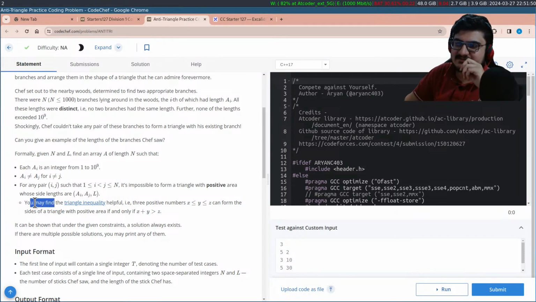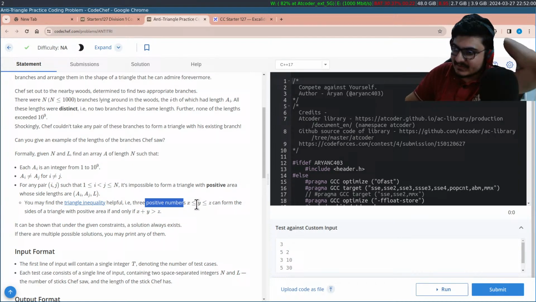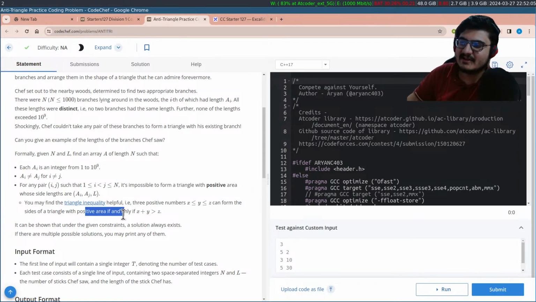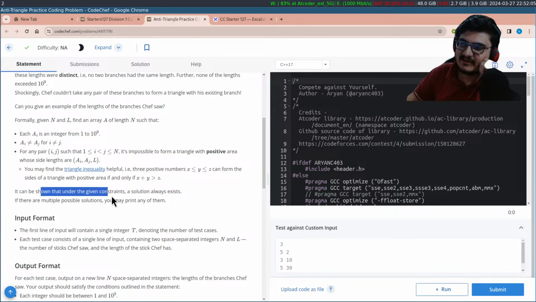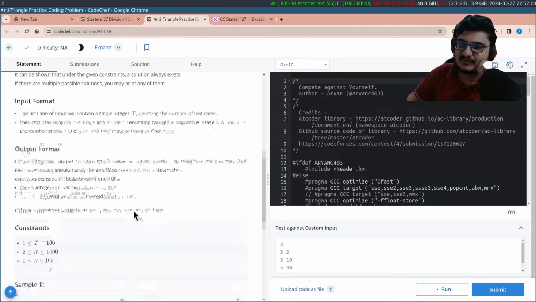You may find, this is the hint given to us: you may find the triangle inequality helpful. That is, 3 positive integers x less than or equal to y less than or equal to z can form the sides of a triangle with positive area if and only if x plus y is greater than z. It can be shown that under the given constraints, a solution always exists. If there are multiple solutions, you can print any of them.